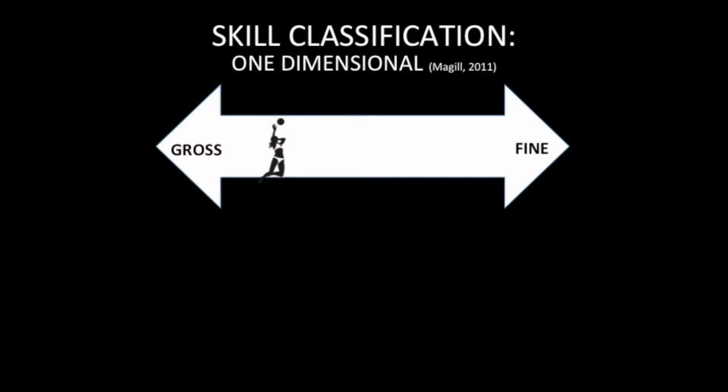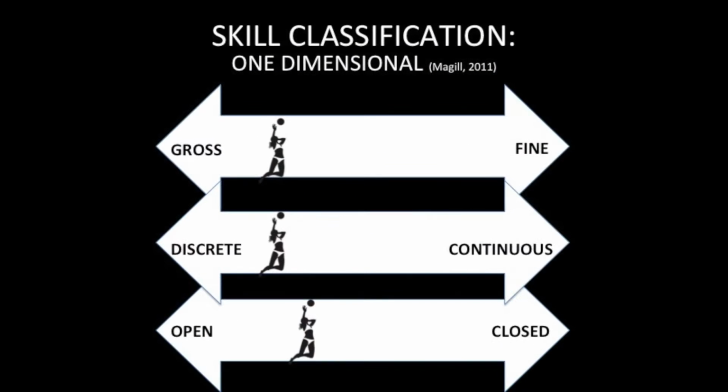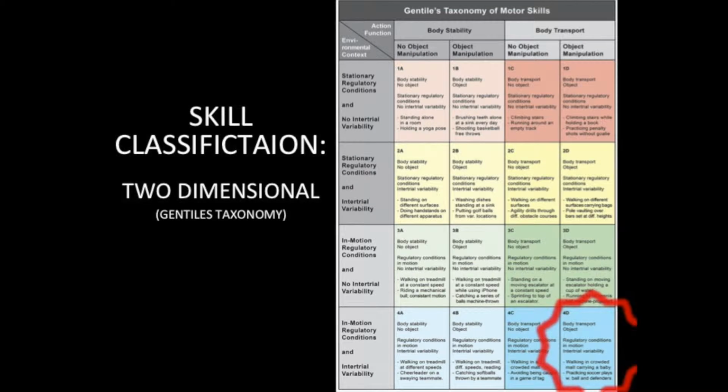Two-dimensionally, as we can see from the Gentile taxonomy, it's classified as a 4D skill. This is due to body transport with an object, intertrial variability, and in-motion regulatory conditions, where a ball, a net, and defenders are all variations that you need to be able to process.